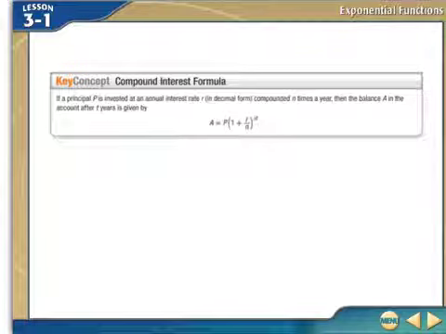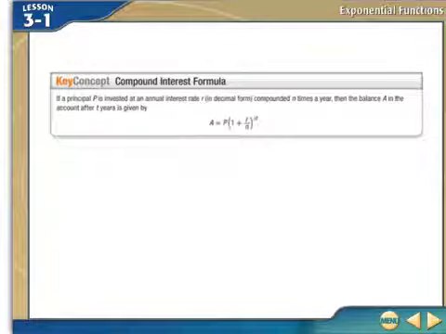The first formula we're going to discuss is the compound interest formula. In the compound interest formula, if a principal P is invested at an annual interest rate R in decimal form, compounded n times a year, then the balance A in the account after T years is given by the following formula. A equals P times (1 plus R divided by N) raised to the N times T power.